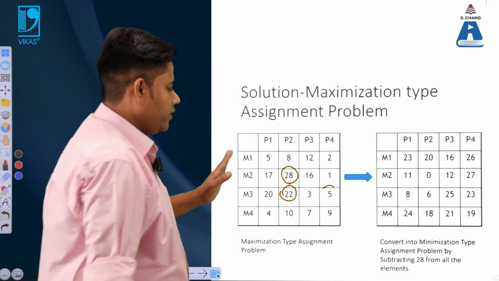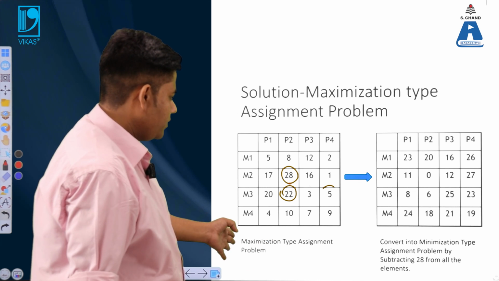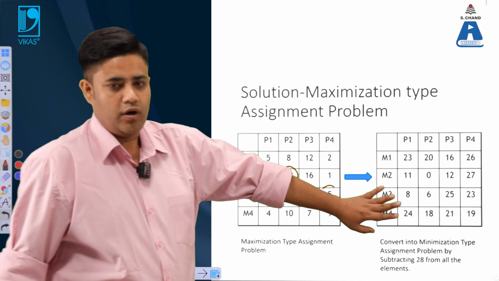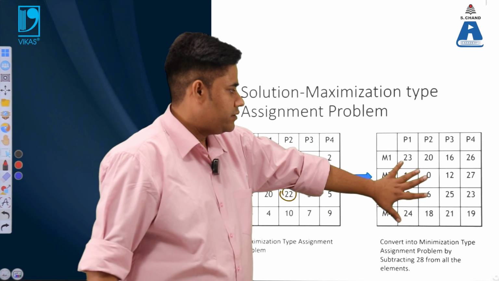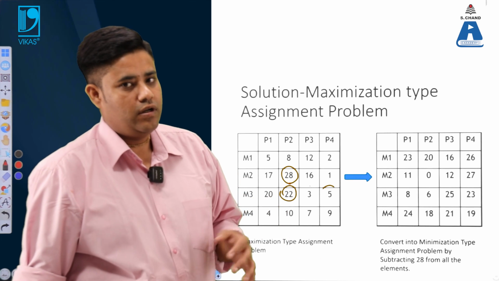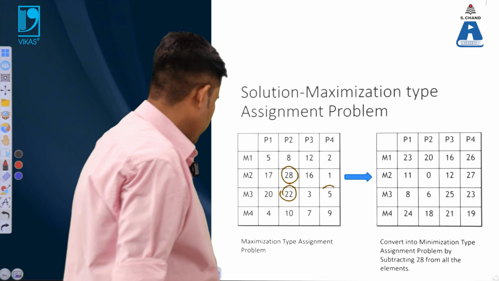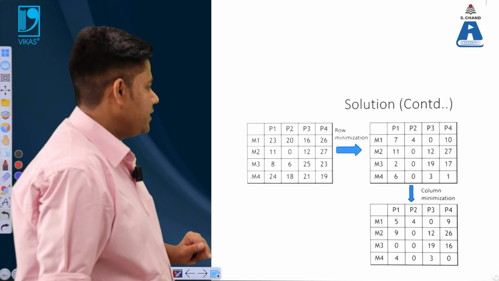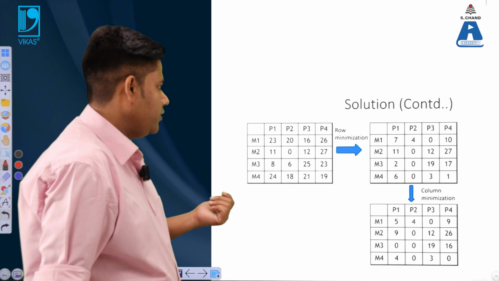Now we have converted the maximization type problem into the minimization type problem. That means we have the case in which we go with the row minimization and the column minimization. After this, the procedure is similar to the Hungarian algorithm.